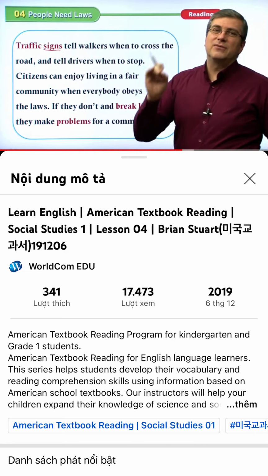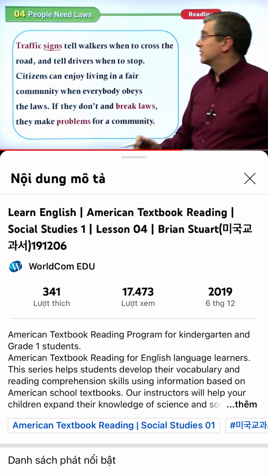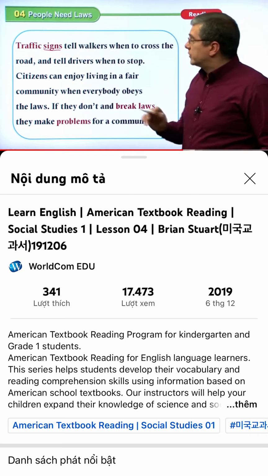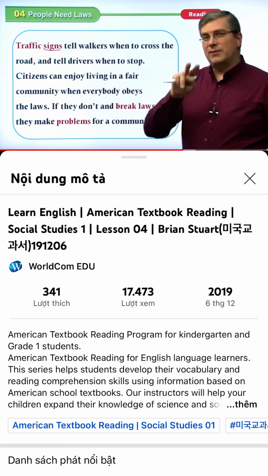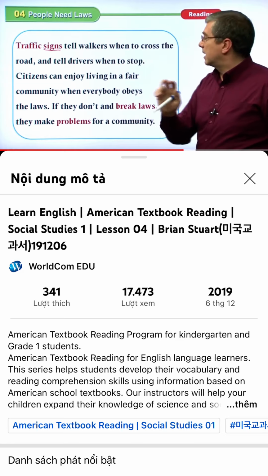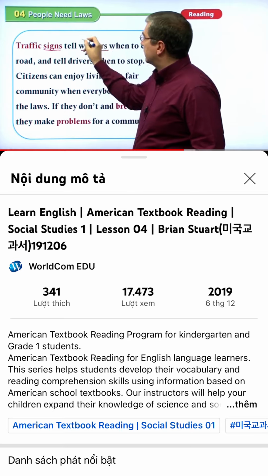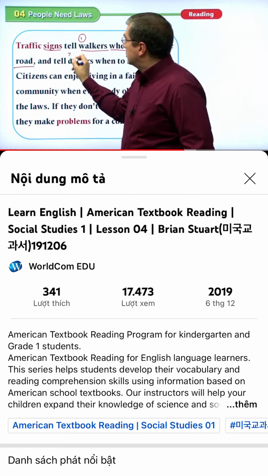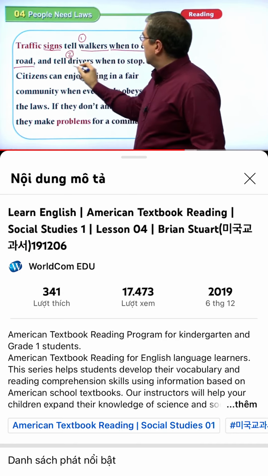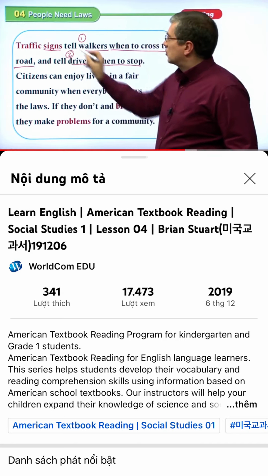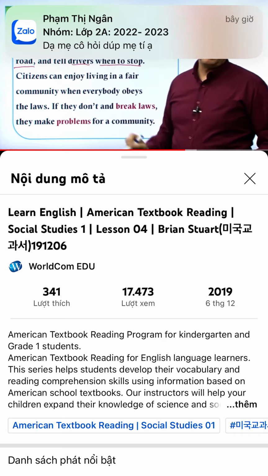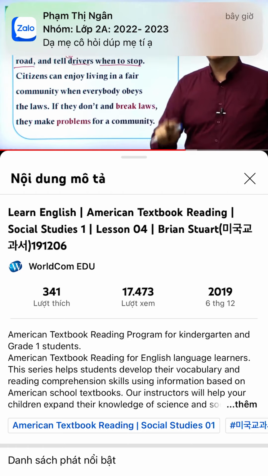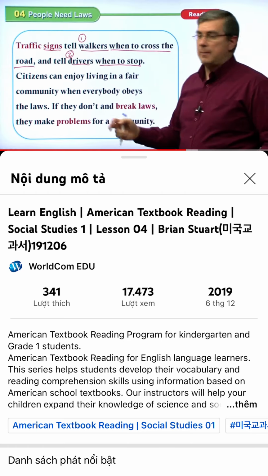Okay. Traffic signs. Okay, so we saw signs. Now we see a more specific type of sign, traffic signs. Traffic signs tell walkers when to cross the road. They also tell drivers when to stop. So traffic signs here are telling people two things. One, they're telling walkers, that's the first one, when to cross the road. And two, drivers, that's the second one, when to stop. So traffic signs tell different people different things. First, they tell walkers when to cross the road. Second, they tell drivers when to stop.